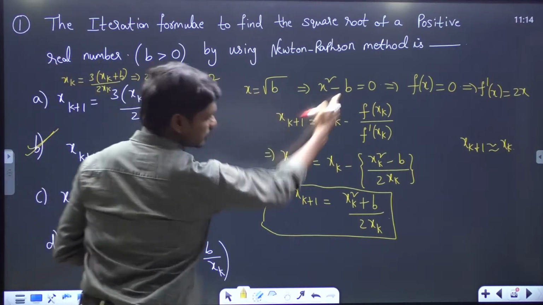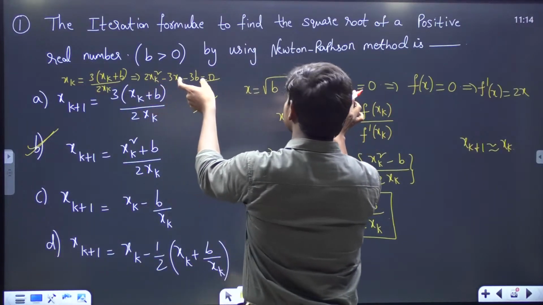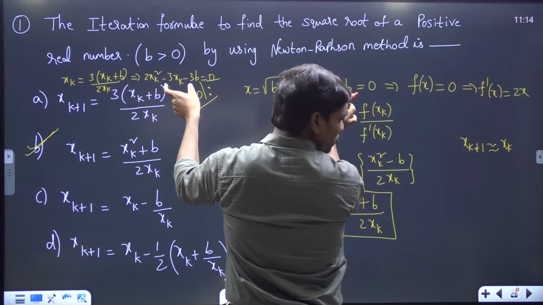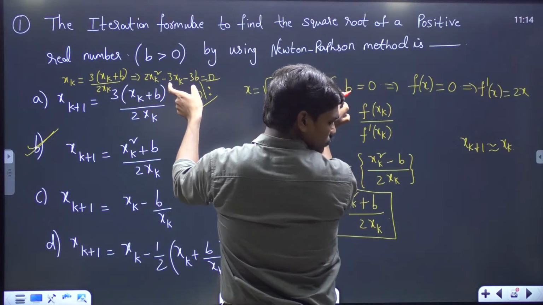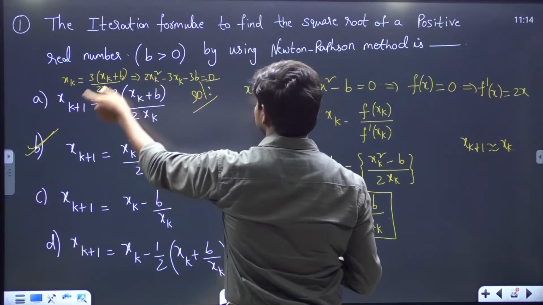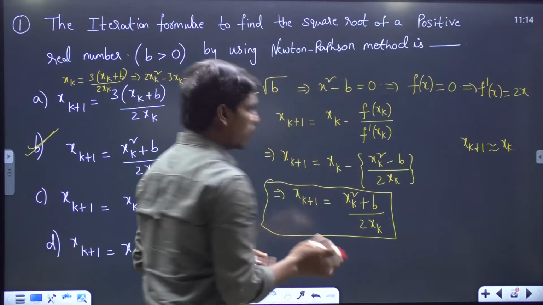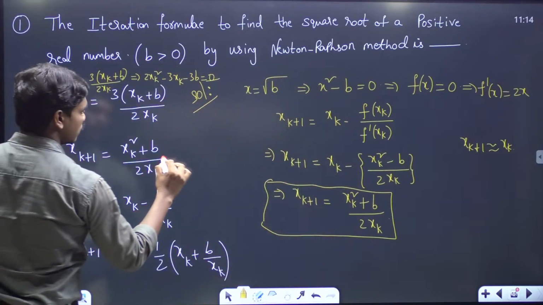Is this the given equation? Is this same as this equation? 2x square minus 3x minus 3b is equal to 0. Are these two equations same? Please respond. If you put xk plus 1 equal to xk, and if you simplify, is this the equation which is same as this? No. Now let us go for next option.